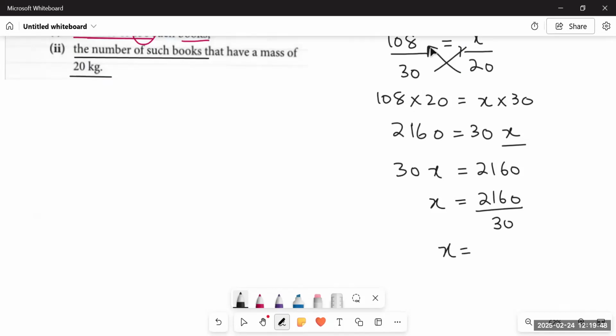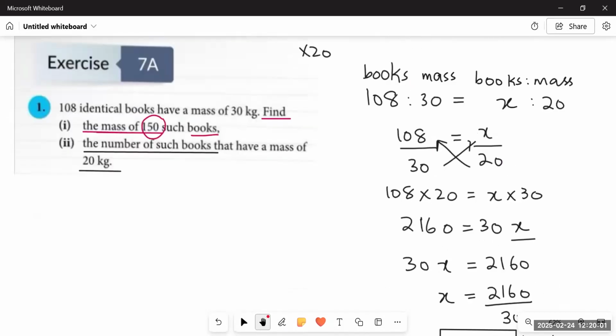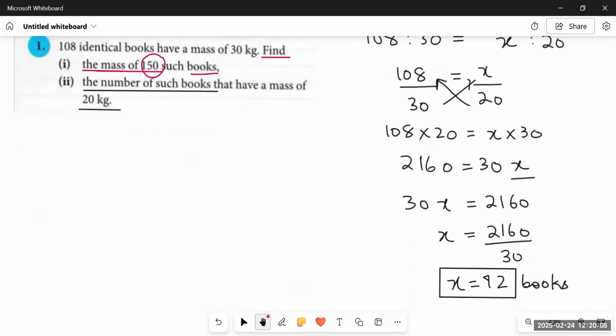It means 72 books would have a mass of 20 kgs. In part B, we had to find the number of books. In part 1, we had to find out the mass. So earlier we found the mass of 150 books and now we have calculated the number of books having 20 kgs.